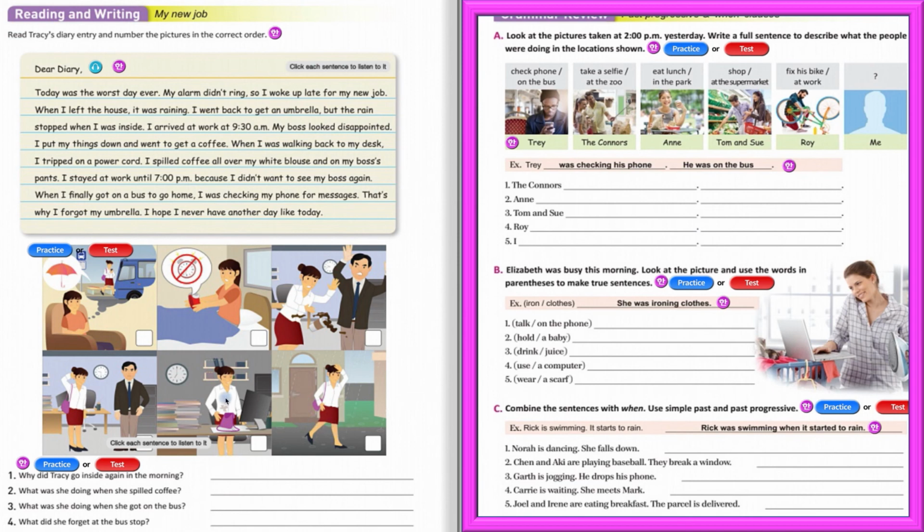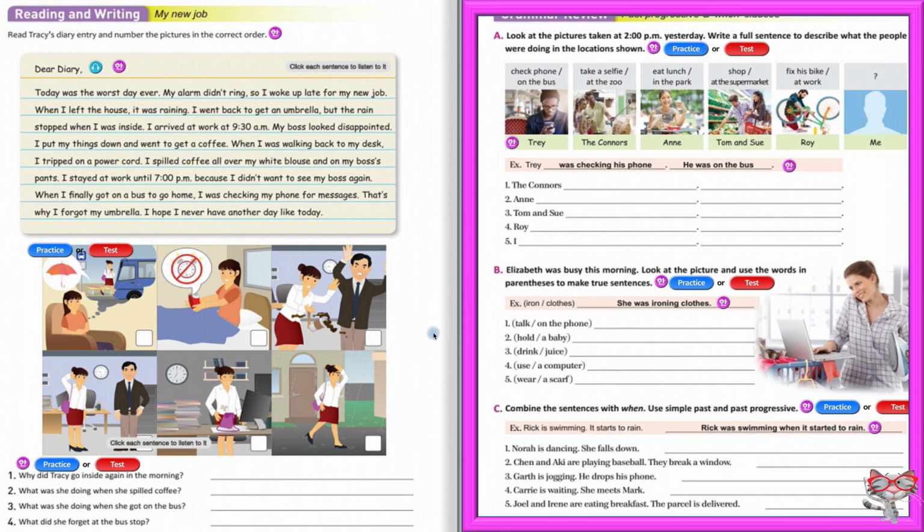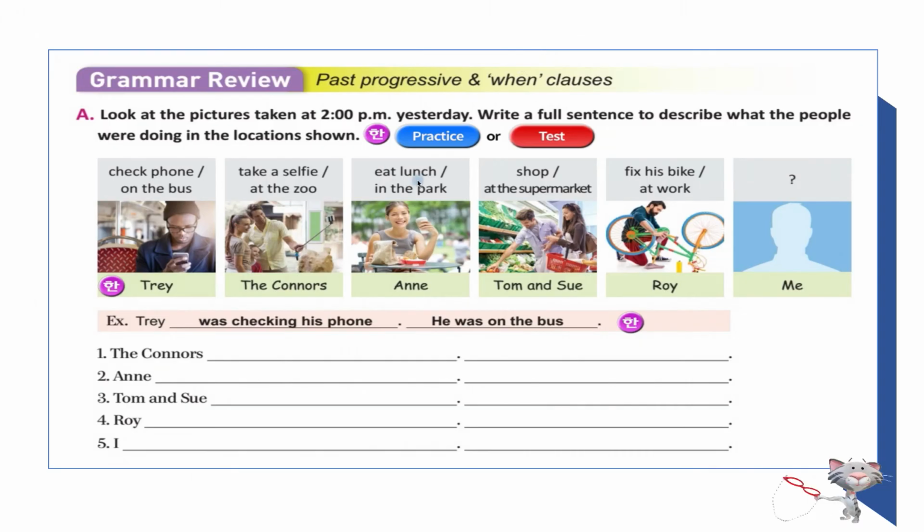Lastly, of course, there's the grammar section. So here in the grammar, as it says, look at the pictures. At 2 p.m. yesterday, write full sentences to describe what the people were doing. Alright, what they were doing. So like here, Trey was checking his phone. Alright, he was on the bus.